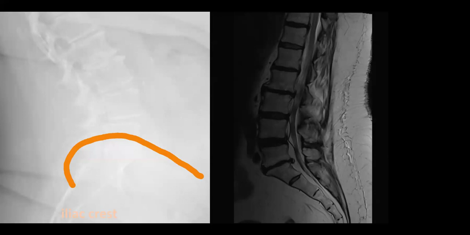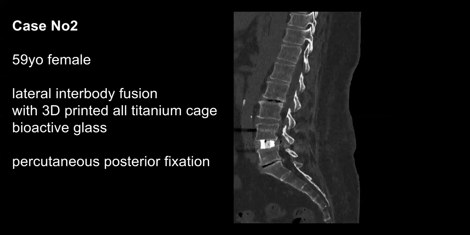Now, what I have done: I did a lateral approach, a lateral interbody with a titanium cage filled with bioactive glass, and added a posterior fixation. This was not me, my attending, Dr. Mendelovich, did it, and he did a really great job.